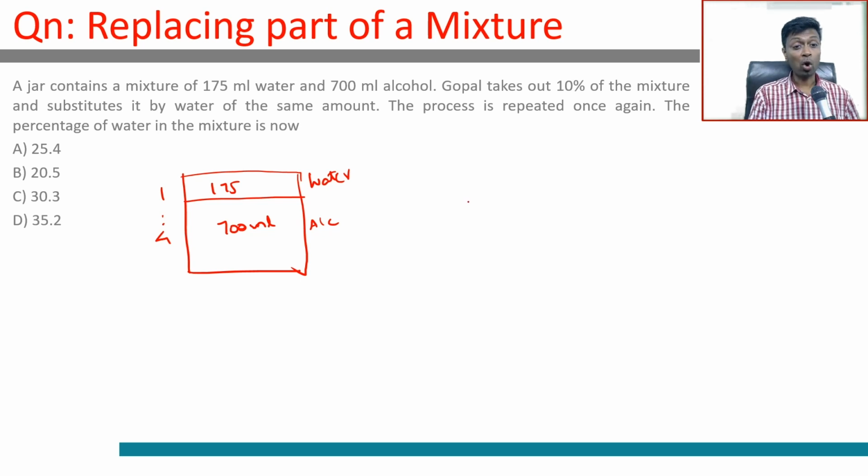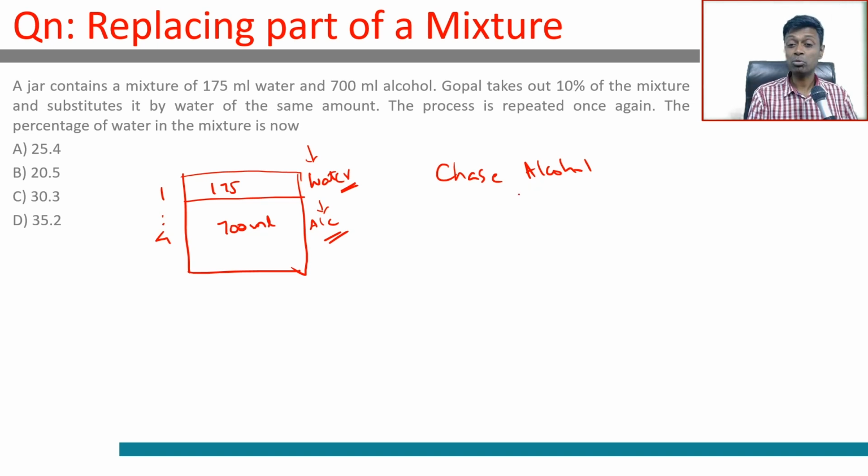The percentage of water in the mixture is now? Fine. In all of these questions, don't track water and alcohol. Remember, 10% is taken out. That means you're going to take out 10% of water, 10% of alcohol. And then water is added. Alcohol is not added. So from alcohol, you're removing 10%. Fine. So first up, chase alcohol. Don't chase water. Think about how much alcohol is there.